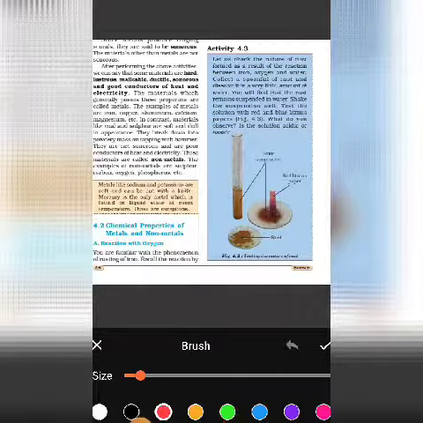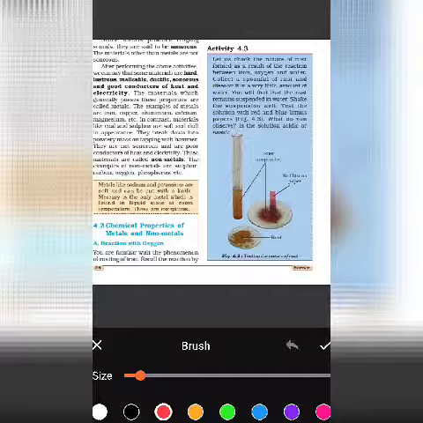Chemical property of metals and non-metals. We read about physical properties. Now what do you mean by chemical properties? That is being described here. Here there is an experiment shown where you are testing the chemical property of rust.